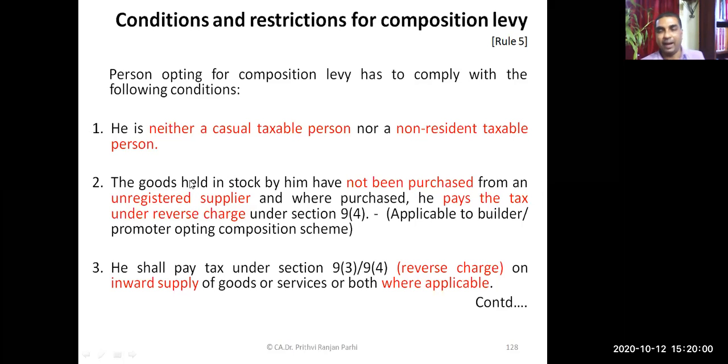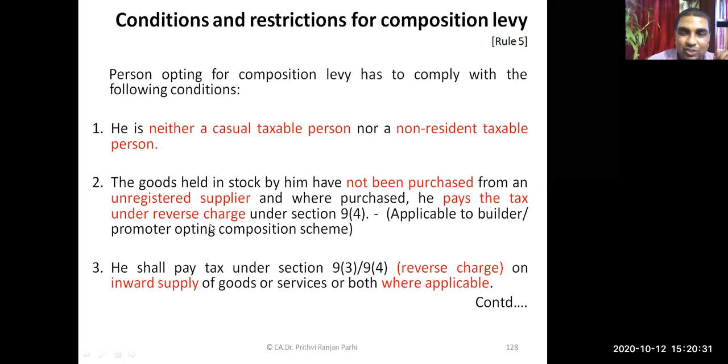As you know, earlier also you have discussed this when you were discussing GST on the real estate sector. Have you remembered certain conditions are there? They have to purchase at least 80% of the input from registered dealers. Have you remembered these conditions in GST on the real estate sector? And the second condition is applicable only to builders and promoters, not to all.